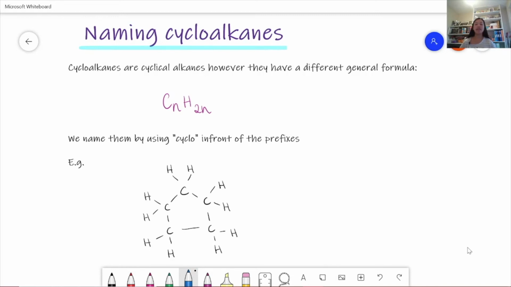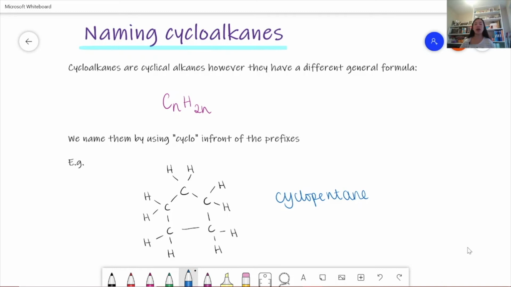However, they have a very different general formula. They have the general formula of CnH2n, and we actually come to find that this is the same as alkenes. We name them by using cyclo in front of the prefixes. So it's actually quite easy. So this one has 5 carbons, and so we call it cyclopentane.